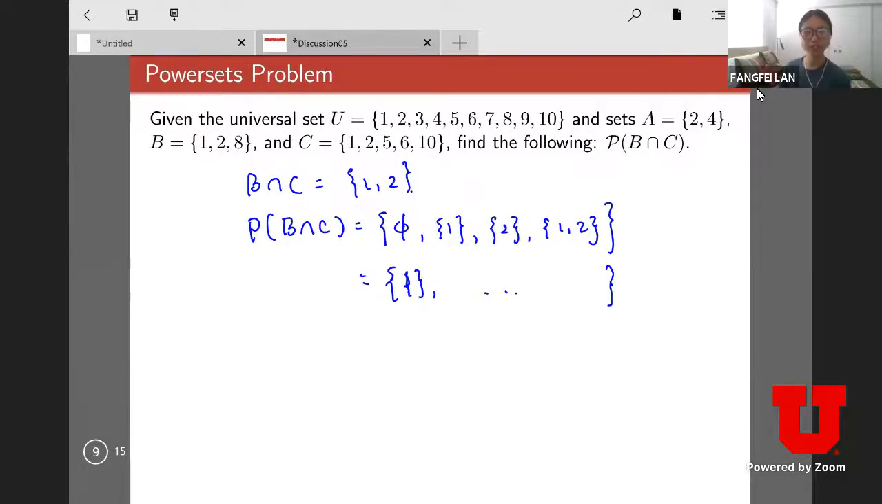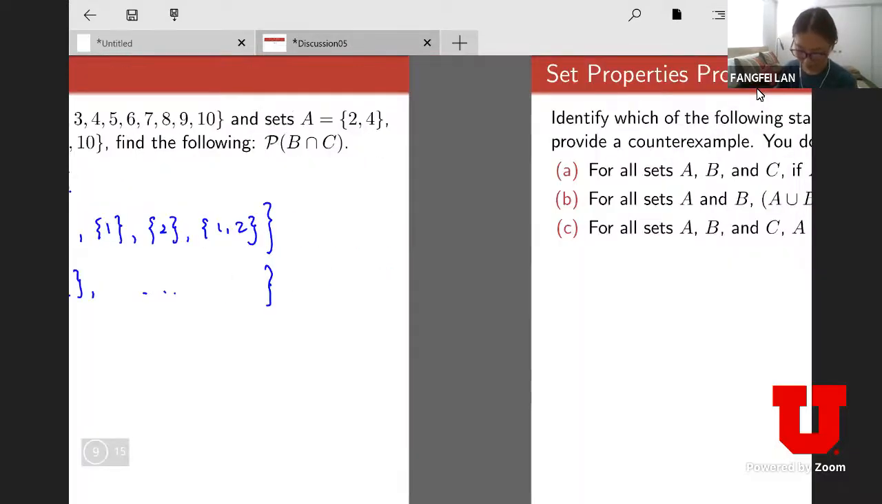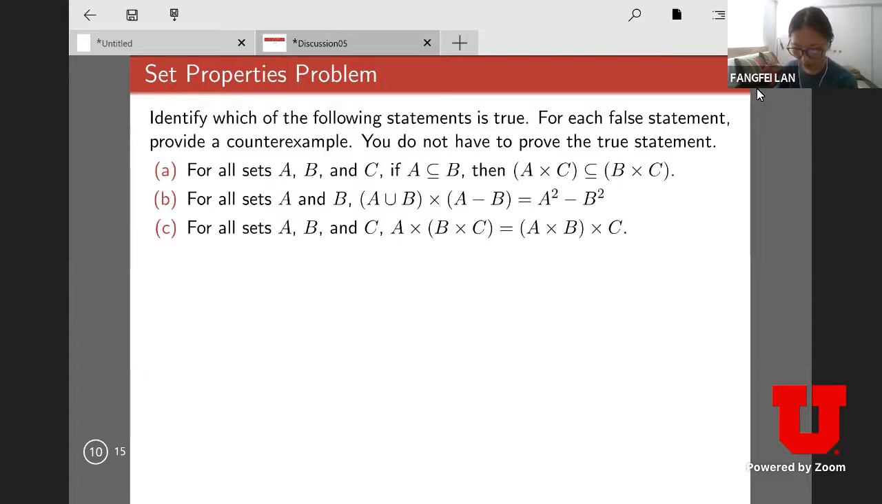Okay, any other questions? All right. Identify which of the following statements are true. For each false statement, provide a counterexample. You do not have to prove the true statements. The first one: for all sets A, B, and C, if A is in B, then the Cartesian product of A and C is a subset of B cross C.